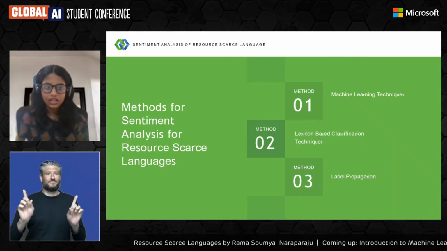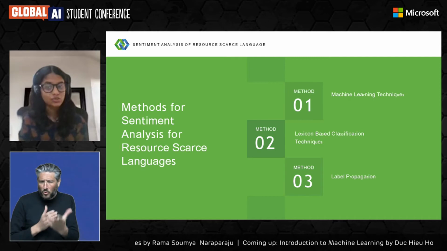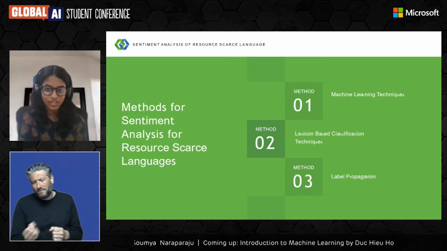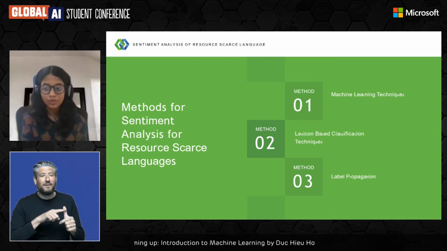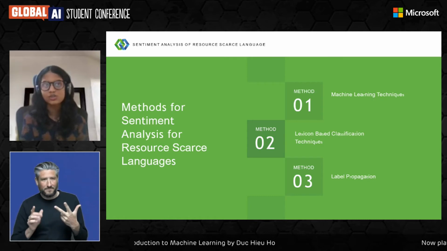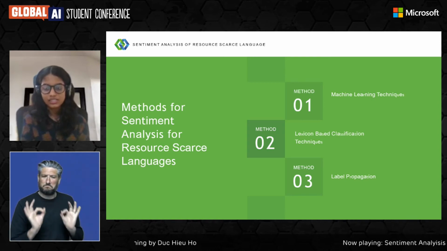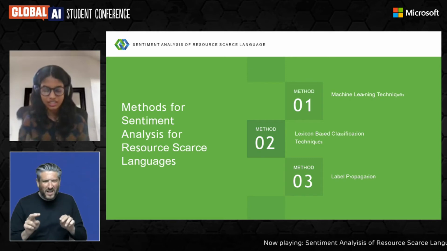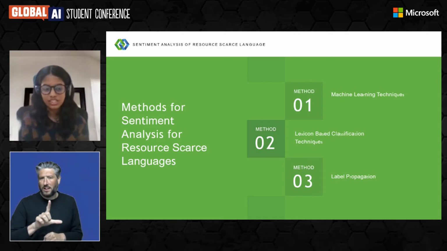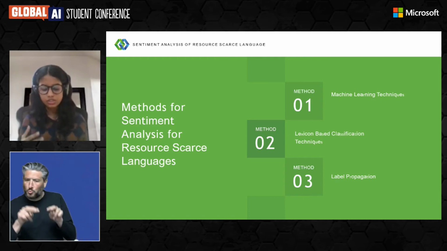In my opinion, for sentiment analysis on resource-scarce languages, there are three techniques that we use. There are a lot more techniques that we could use, but I will only be discussing three of them: the machine learning technique, the lexicon-based classification technique, and label propagation. In the machine learning technique, we usually use supervised methods. Kunal was explaining supervised and unsupervised models in machine learning in his session. So usually this machine learning technique for sentiment analysis would be used on supervised methods, and we would be using a pre-existing collected opinion corpus.